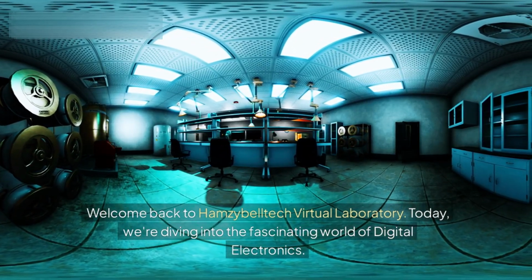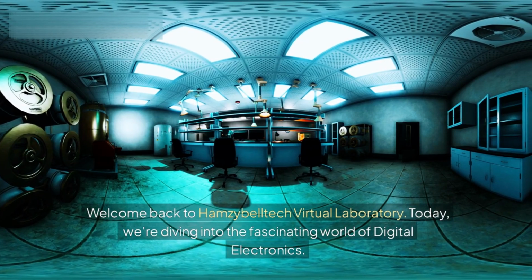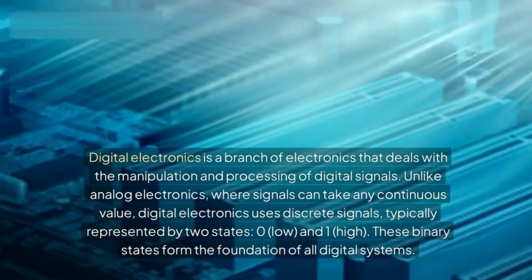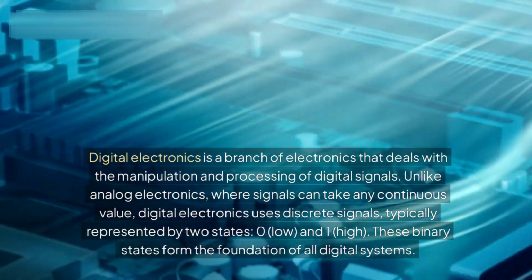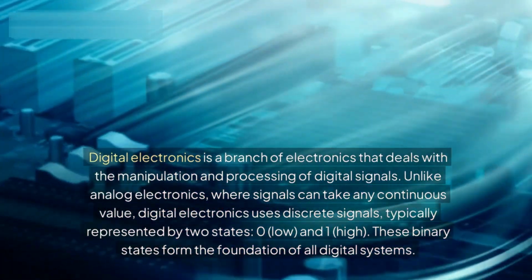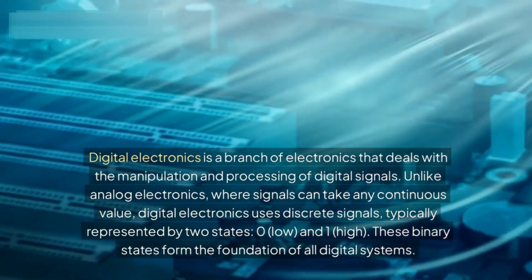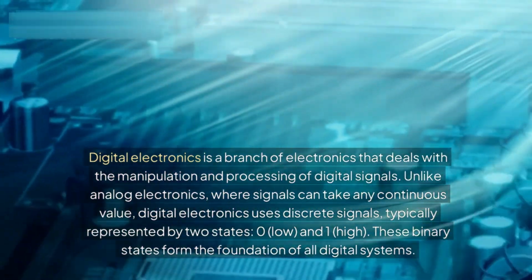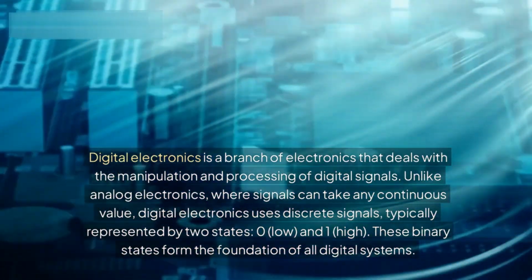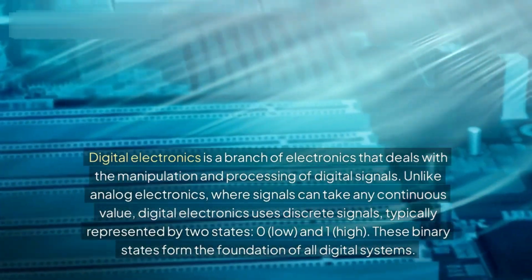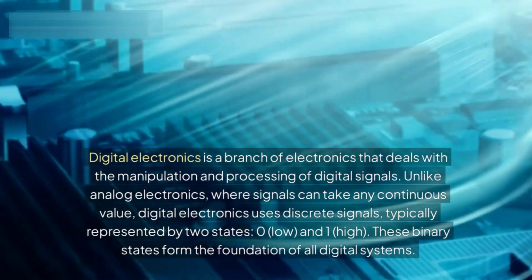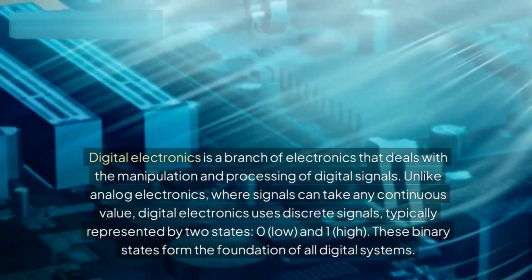Today, we're diving into the fascinating world of digital electronics. Digital electronics is a branch of electronics that deals with the manipulation and processing of digital signals. Unlike analog electronics, where signals can take any continuous value, digital electronics uses discrete signals, typically represented by two states: 0, low, and 1, high. These binary states form the foundation of all digital systems.